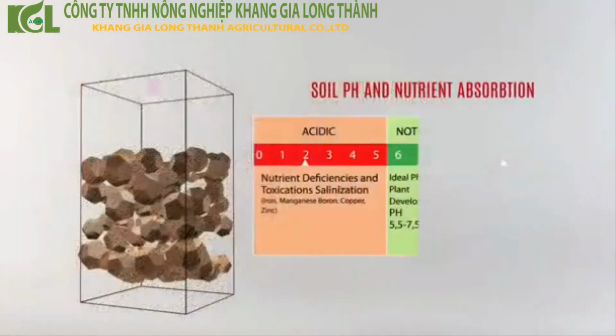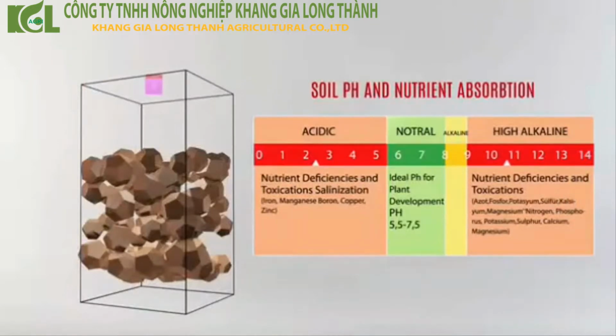Soil pH can be considered an important parameter for plant nutrition. In high acidity, absorption of nutrients such as nitrogen, phosphorus, potassium, sulfur, and calcium diminishes. On the contrary, in high alkaline conditions, absorption of iron, manganese, boron, copper, and zinc decreases. Humic acid buffers soil pH to 5.5 to 7.5 levels, which is ideal for plant development and nutrient absorption.